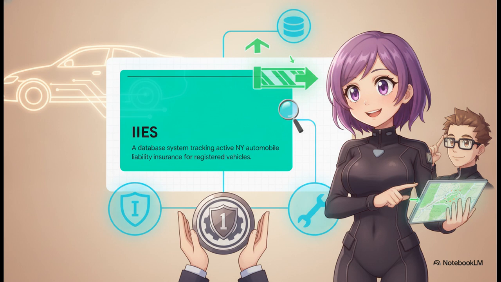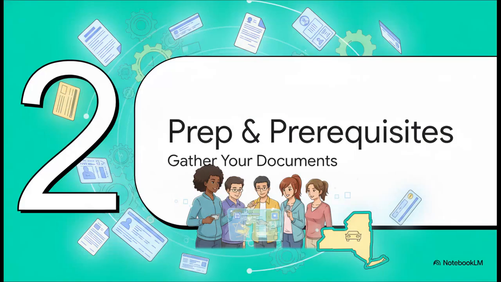Second is the RBE, or Registration-Based Enforcement Program. This one requires a recorded safety and emissions inspection within the past 12 months for most vehicles. If your inspection is expired, well, the system's going to hard stop your renewal right then and there. Moving on to Section 2, Preparation before renewal.